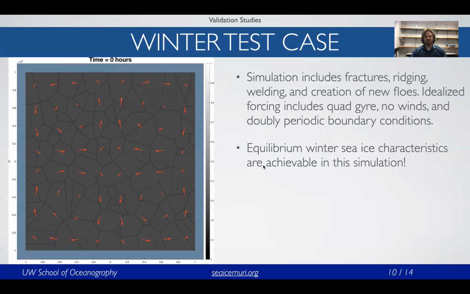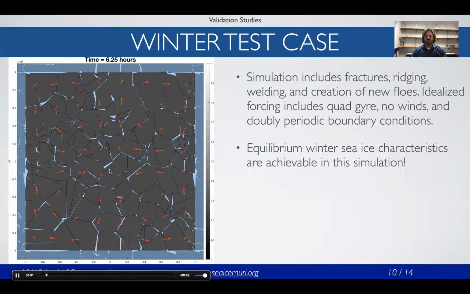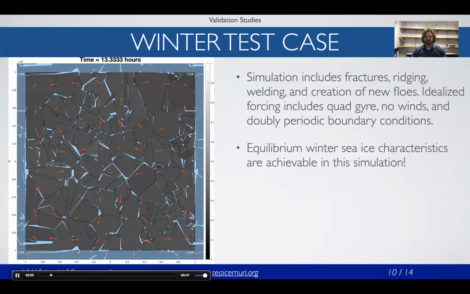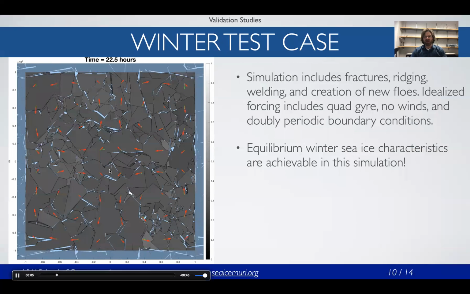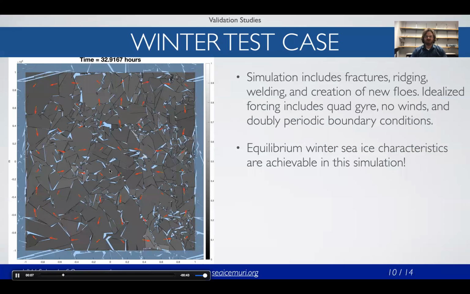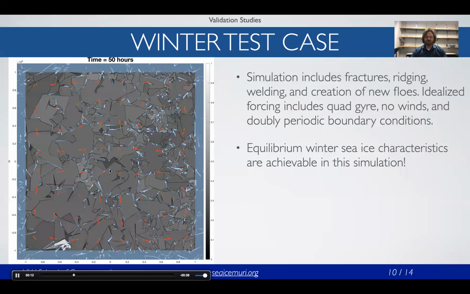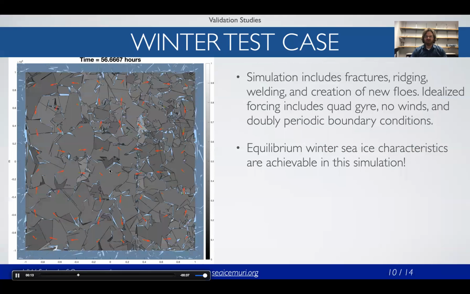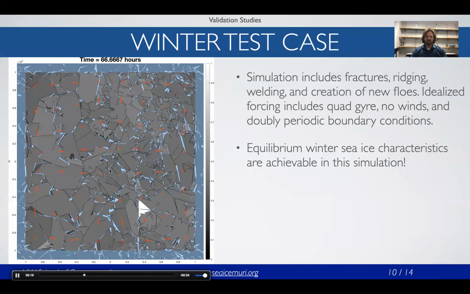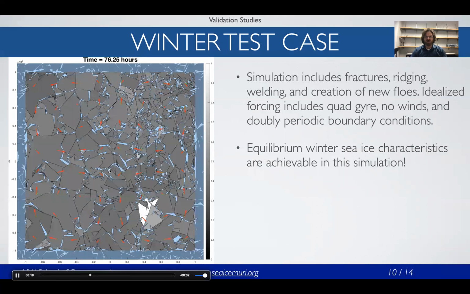Our next test case is winter. What we're doing here, we have idealized forcing with a quad gyre shown in the red arrows. We then incorporate all of our different physical processes that we mentioned, which includes fracture, ridging, rafting, welding, and the creation of new flow elements. And we run this throughout time with no winds, the idealized forcing of the quad gyre.